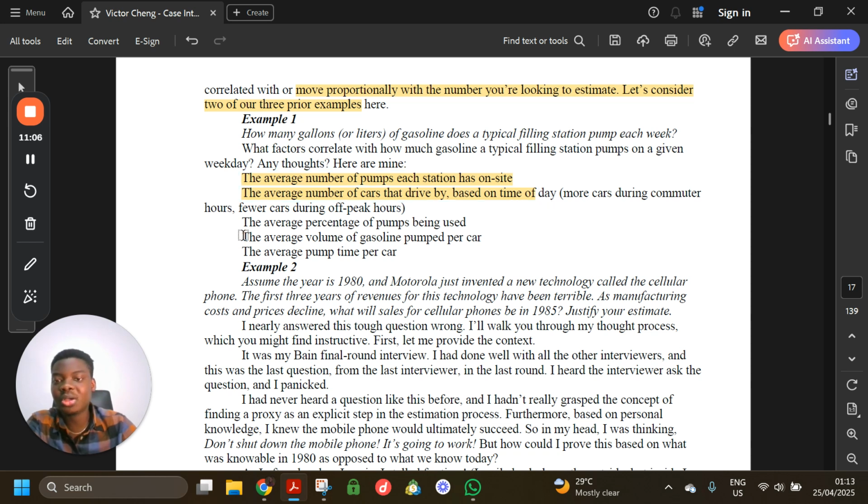You could also think of a proxy as the average percentage of pumps being used in a typical station, etc. The idea here is to find something that might be easier to determine. For example, the number of pumps in the station. You probably have been to a filling station quite a number of times, and you can estimate what the average number of pumps will be, and use that proxy to calculate the estimate that you've been asked to make.